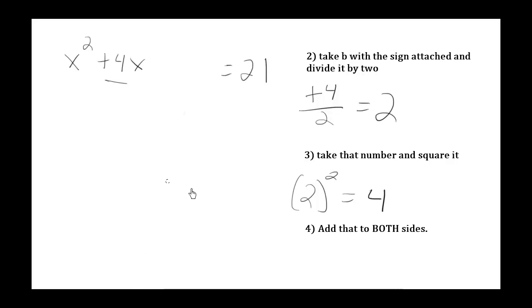Now add that to both sides. That's why I always leave some space. And this is an equation, so whatever you do to one side, you got to do to the other. So plus 4 here, plus 4 here. Left hand side, I now get x squared plus 4x plus 4. And on the right hand side, I get a 25. This adding the 4, that's what you need to complete the square. So now let's take a look at the next step.